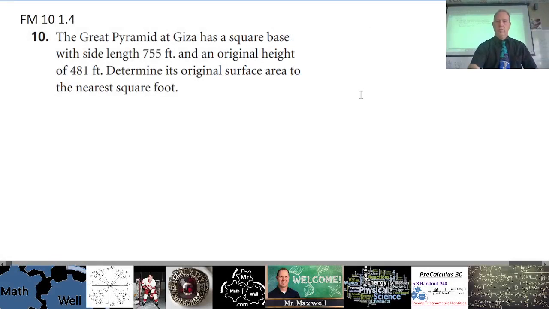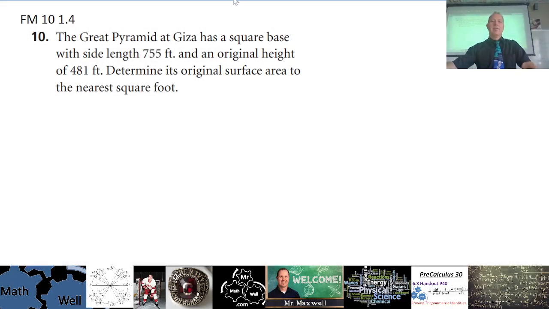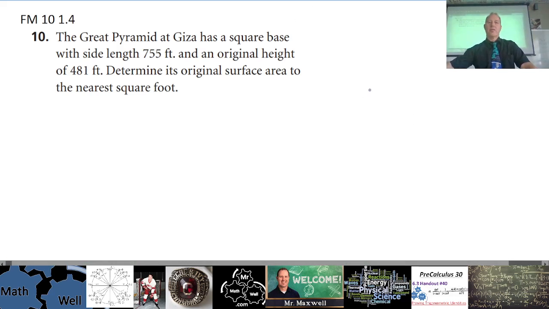All right, so 1.4 number 10, this one's talking about the Great Pyramid of Giza. What's given here is the Great Pyramid has a base side length of 755 feet, and the original height. Okay, so original height.